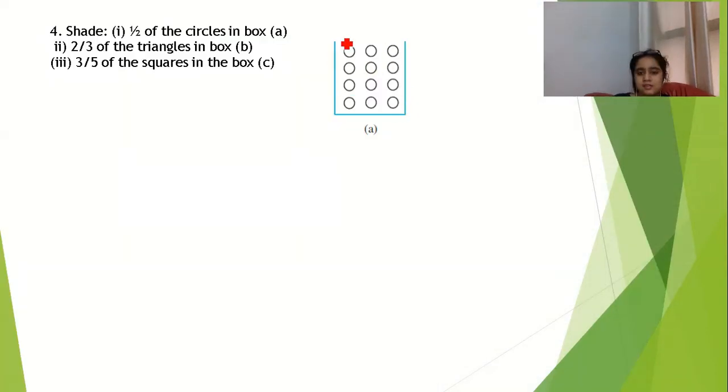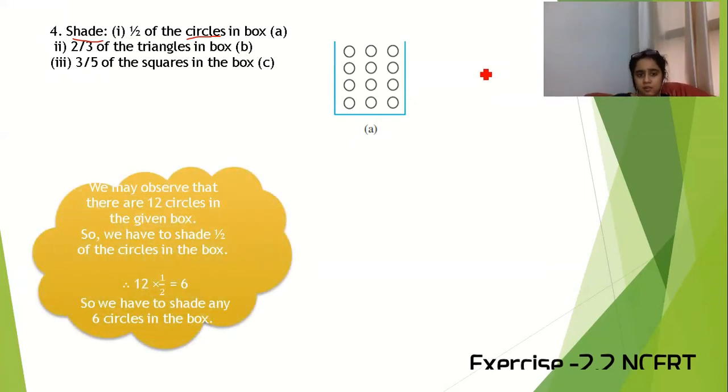There is a figure in this question, where we are given 12 circles. If you count 1, 2, 3, 4, and 4 here, 8, and 4 here, 12, we have 12 circles. What is our question? We have to do a drawing in this question: we have to shade one half of the circles. The total circles are 12. So how many circles do we have to shade? The total is 12, and we have to shade 1 upon 2 of the circles.